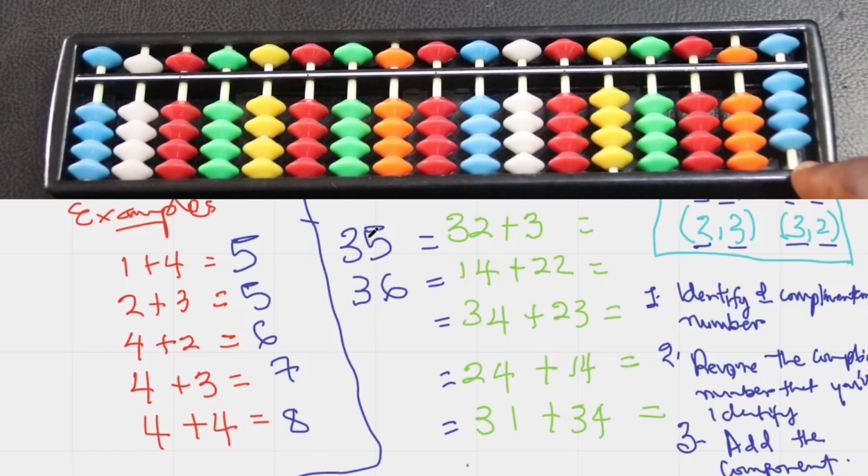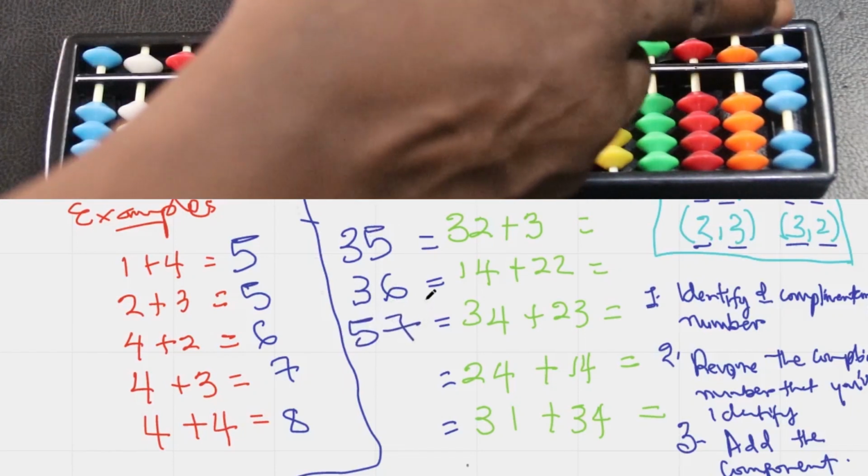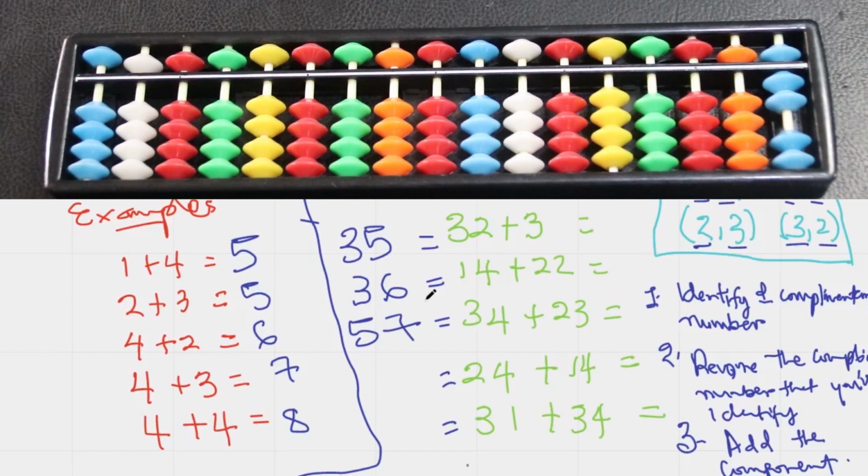Again here, we ask ourselves, what's the 5 component of 3? It is 2. We remove 2, we add 5. So 34 plus 23 is 57. 5 and 7. You just have to interpret your answer once you are done. This is 5, this is 7. That's exactly how that works there.